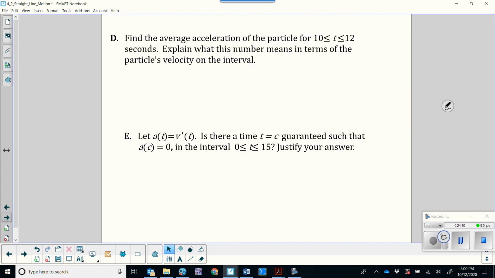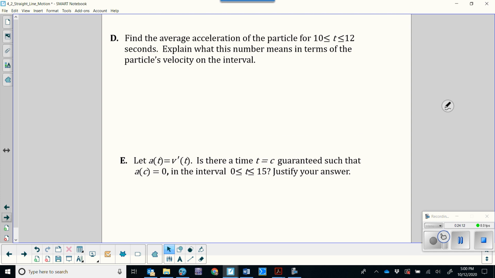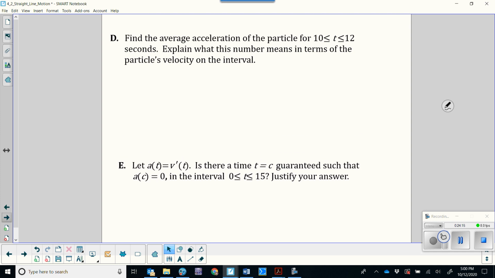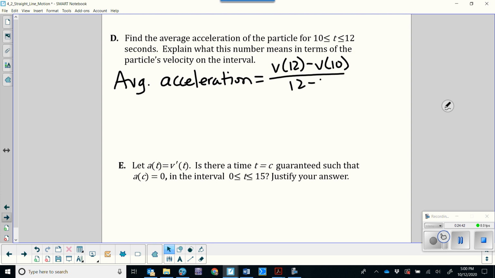Let's look at D. D says find the average acceleration for the particle from 10 to 12. So we have to be careful here when we do this and remember how to find it, and we have to kind of write it out because we don't have an abbreviation really for that. So make sure you just say average acceleration. So the average acceleration, remember that would be the change in velocity over time. So that would be v of 12 minus v of 10 over 12 minus 10.